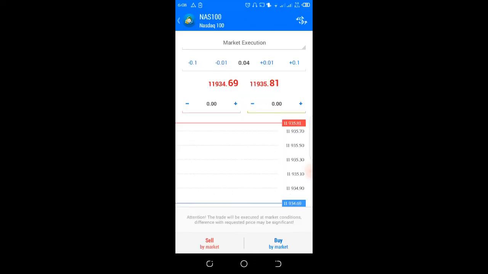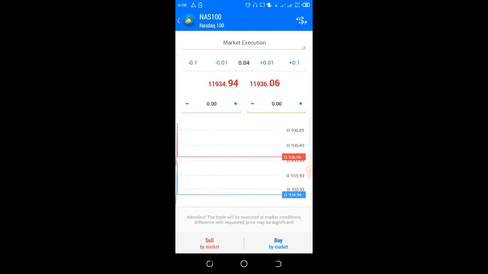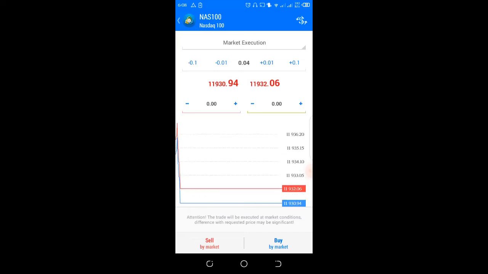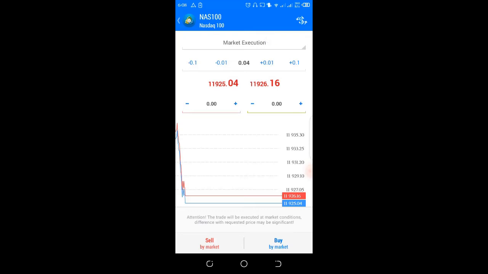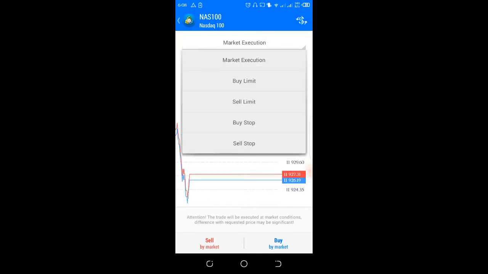With executing in MetaTrader 4, it has different types of orders you can take, and these are usually the limit orders, the stop orders, and then market execution. Market execution is basically instant buying or selling in the market. Buy limit is where you specify what specific levels you want to take up.